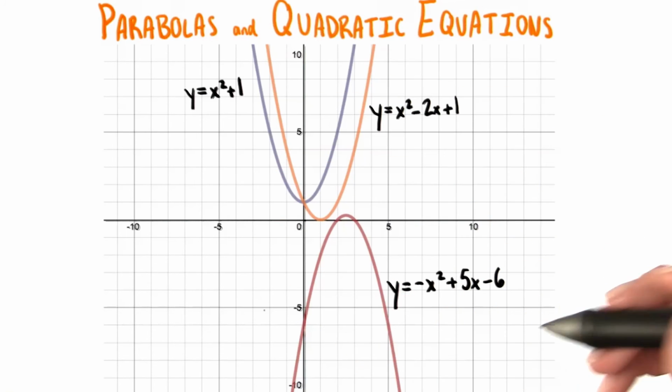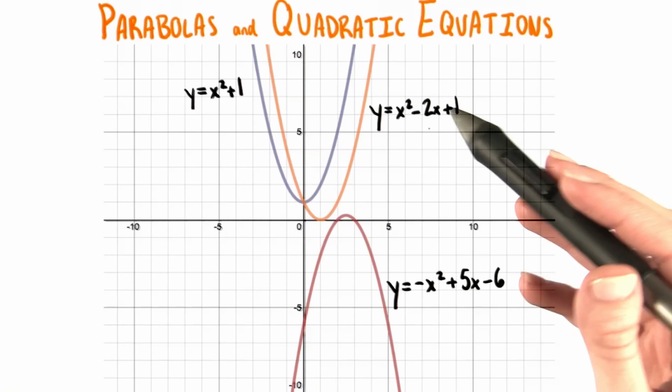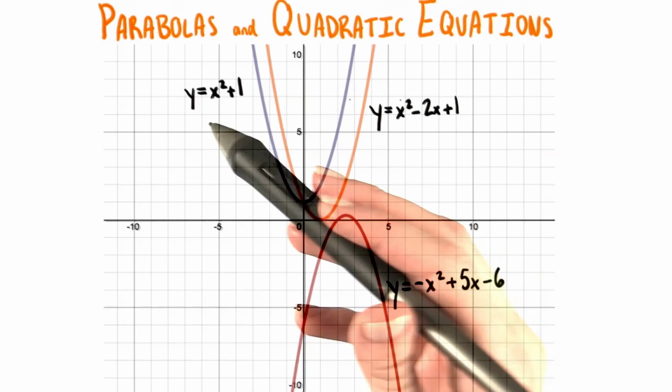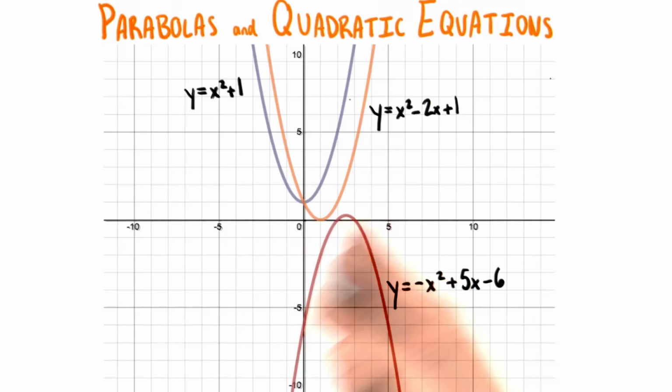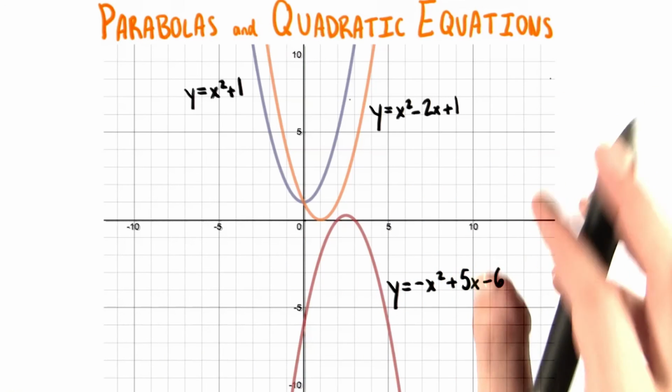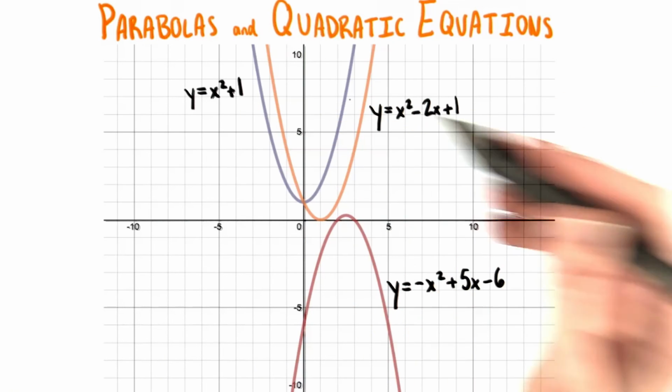Now just take a second here and think about what's different about these graphs and what's different about their equations. Just form some ideas in your head and keep them in mind for later. We'll keep revisiting a lot of different kinds of parabolas, and of course the differences in their equations that produce them.